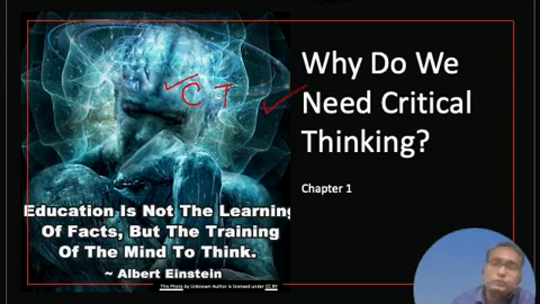Now, Einstein seemed to have said that education is not the learning of facts, but the training of the mind to think. And this course is about thinking and thinking well. And we'll talk about how to do so.